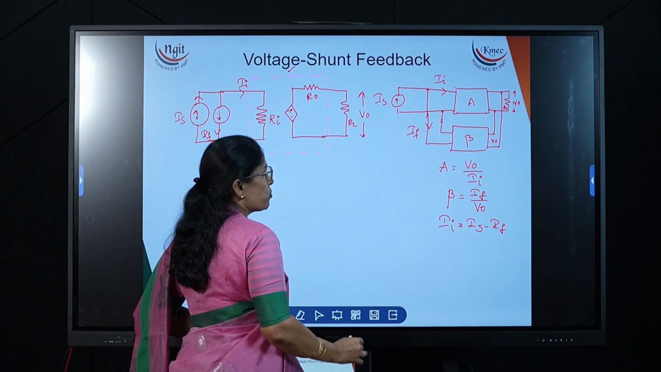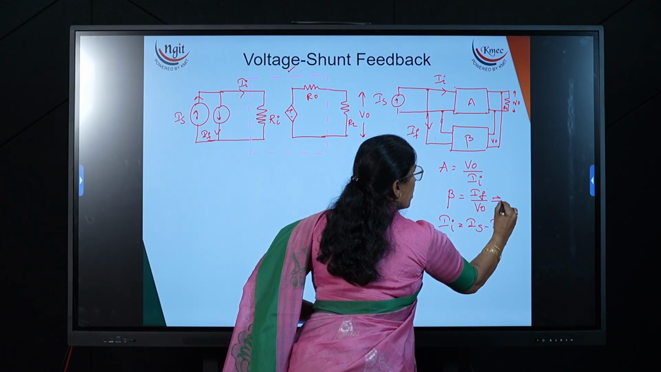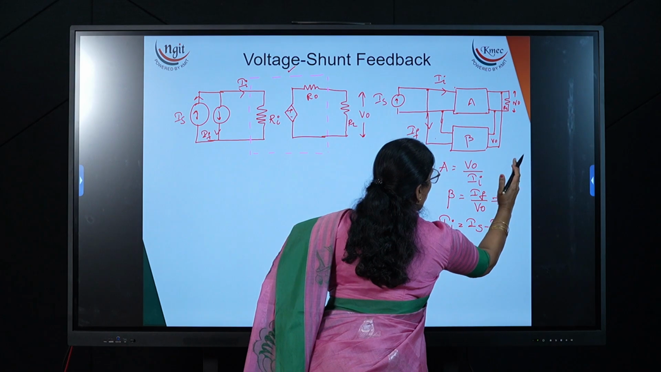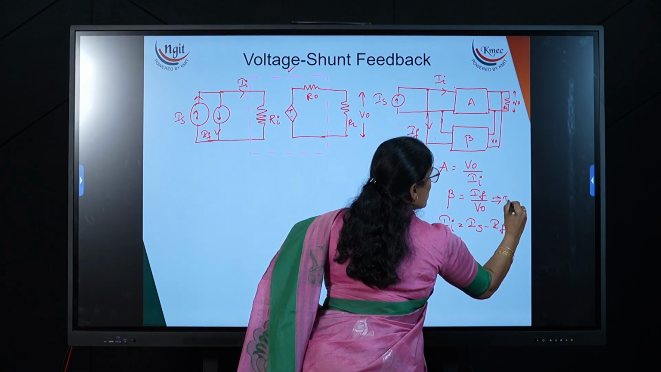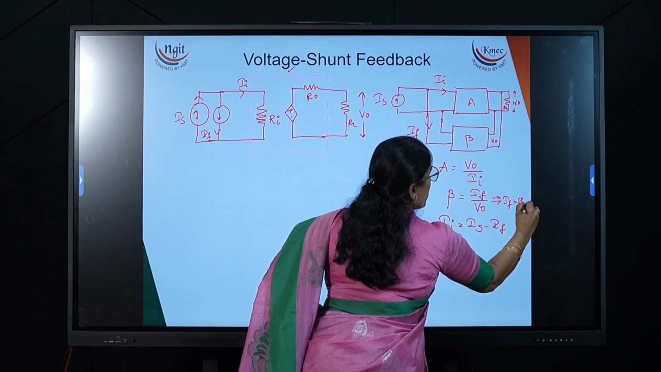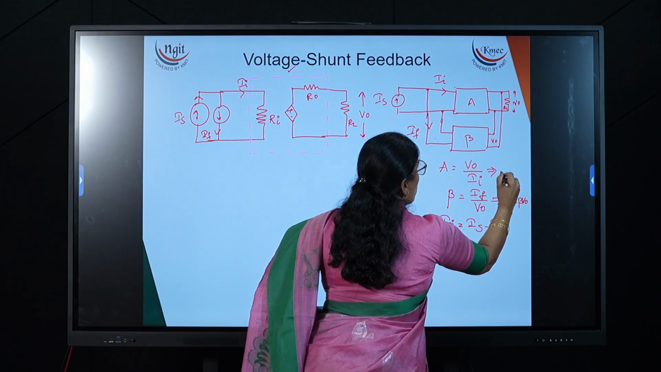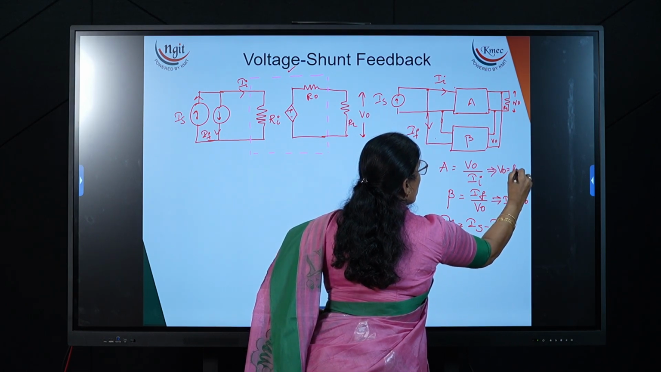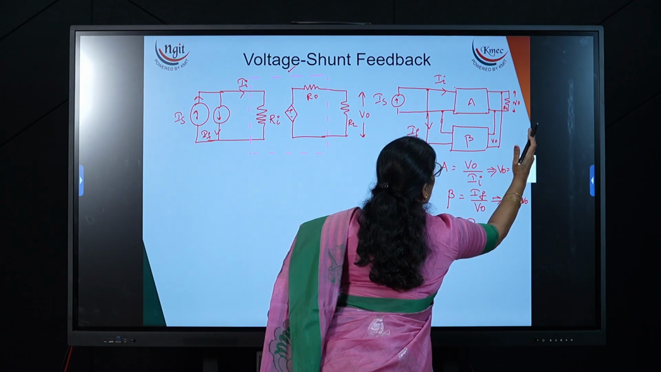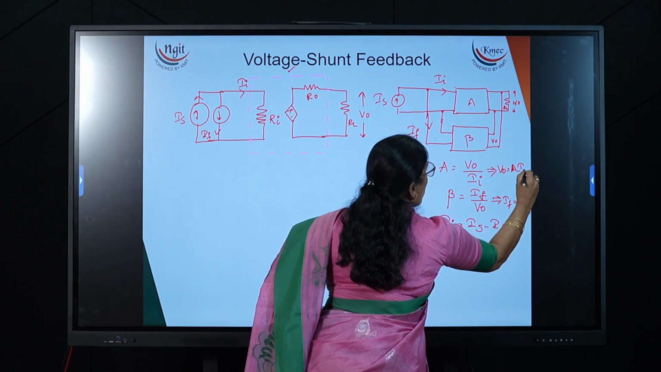Now these three are the expressions. Now from this expression, IF is equal to what can we write? IF is equal to beta times V0. Now from this expression, V0 is equal to what can we write? A into II.